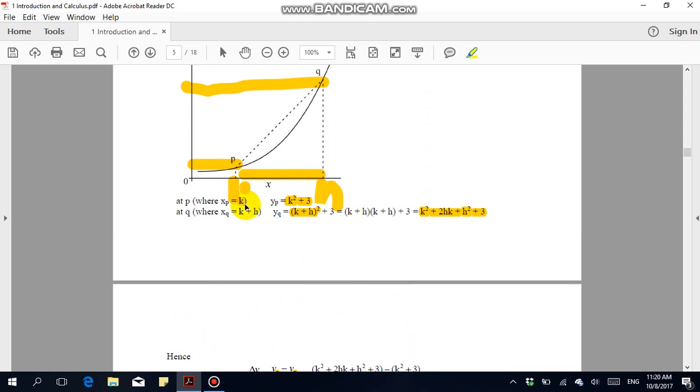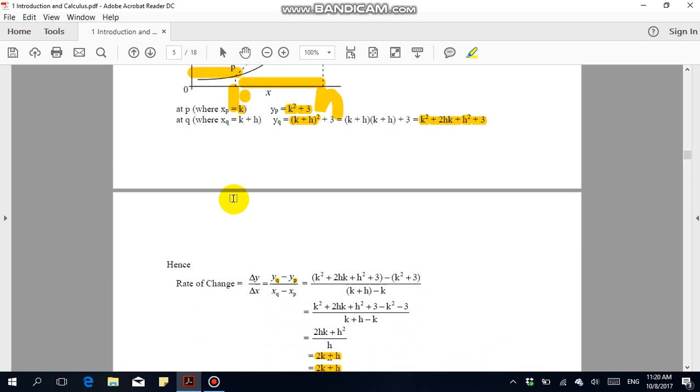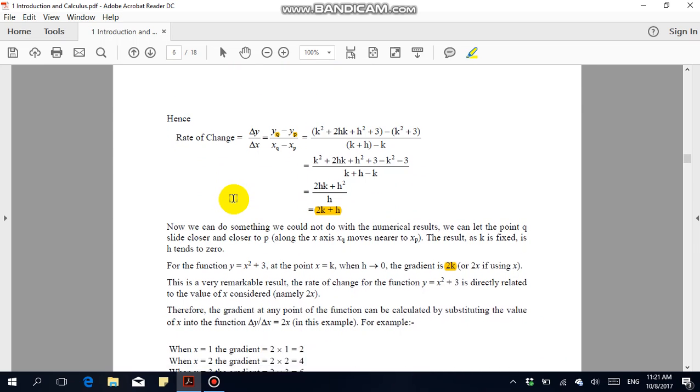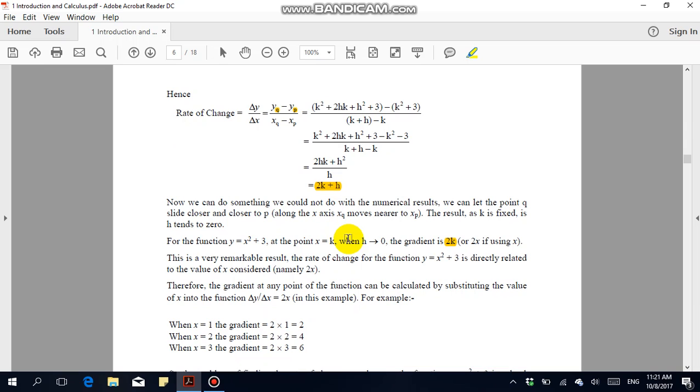For now it's enough to understand that as you're trying to get the gradient at point x, when you start moving this particular point closer towards x, you will see this value will tend to 0. However, this value k would remain fixed. So he's trying to tell you that for the function, if the point is x, k and the value of h approaches 0, the gradient is equal to 2k. So the gradient is this value, it's 2k. This is a very remarkable result.